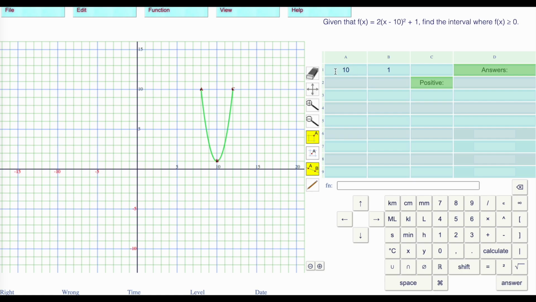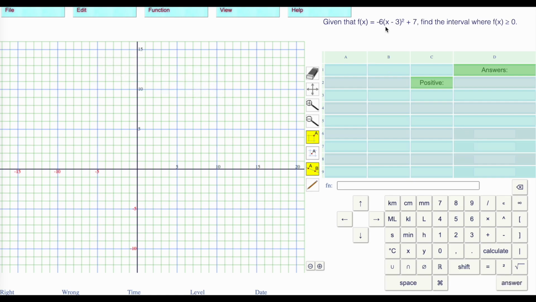Let's see what it is when we're at 8. When x is at 8, we get 9. It's going to look something like this. We want to know the interval when f of x, when the y values, are positive. Well, the y values are always positive when x is a member of the reals. And then we press answer to see if we're right.